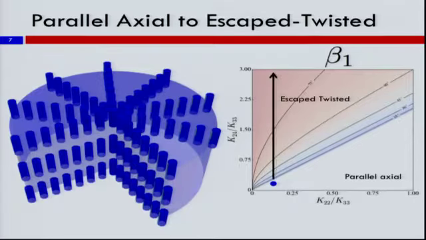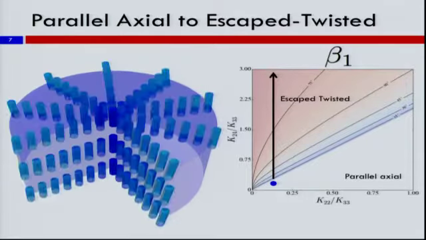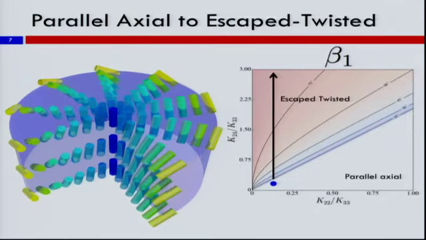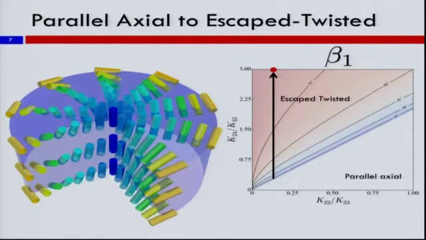And what you see as you increase K24, you cross over from the parallel axial one, which is the white portion of the phase diagram. And as you increase it, you see the twisting coming in. When you get high enough K24, it twists almost by 90 degrees when it gets to the surface. Okay, so that's what we expected going in. Is there any evidence that's what happens?